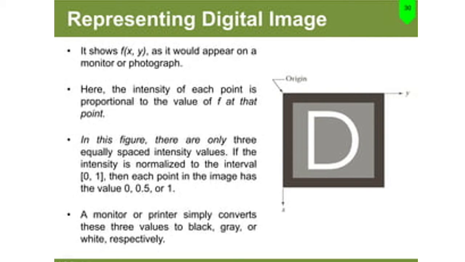Next it shows how capital F of x comma y would appear on a monitor or photograph. Here the intensity of each point is proportional to the value of f at that point. In this figure, note there are three equally spaced intensity values. If the intensities are normalized to the interval 0 to 1, then each point in the image has a value between 0 and 1, that is 0, 0.5 or 1. So we have only three colors. The outer border is black, the letter D inside is white, and in between we have the other color, 0.5. A monitor or a printer simply converts these three values to black, gray or white respectively.